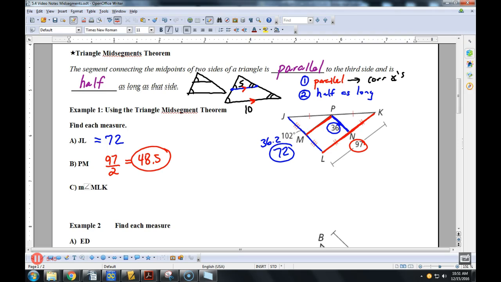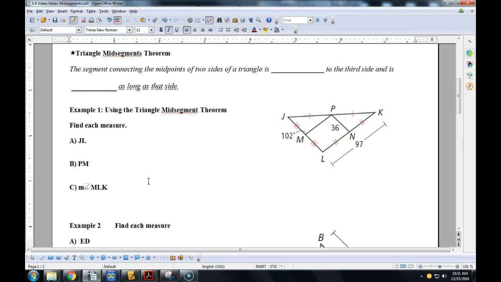The measure of angle MLK. So let's find MLK. M to L to K. So that would be this angle right here. And to get that angle right here, I can use this set of parallel lines to go up, and I find a corresponding angle. And that is 102. So this angle should match. It should also be 102. Alright, so quick little friendly example 1. Let's roll down and see if things get a little bit tougher.